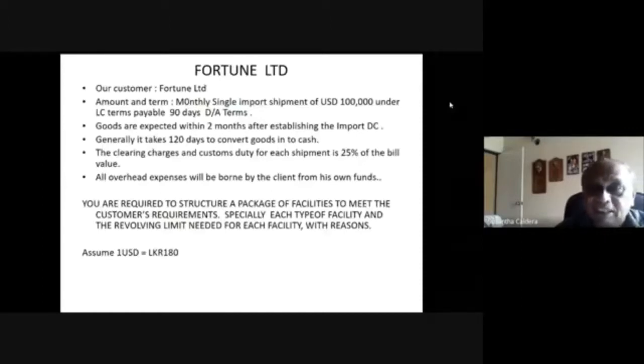The clearing charges and custom duty for each shipment is 25% of the bill value.